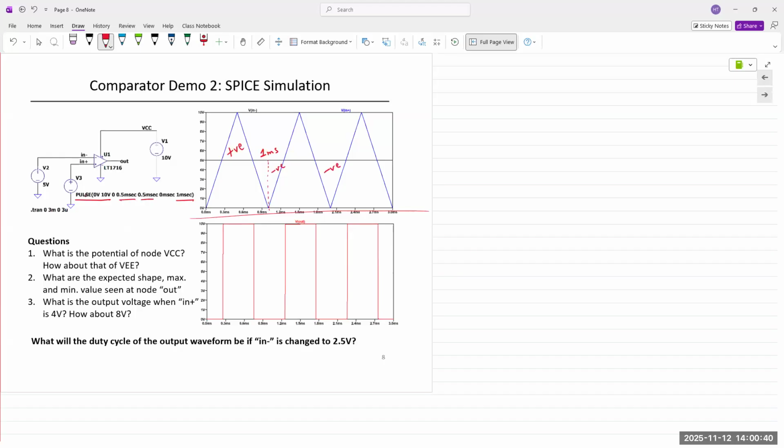And now we are fixing the negative terminal of the comparator at plus 5 volts. So in order for the output to go high, the positive terminal of the comparator, meaning V3, must go above 5 volts, which happens right here. And when it goes above 5, my output goes high. For other instances, it goes low. So this is high and this would be low.